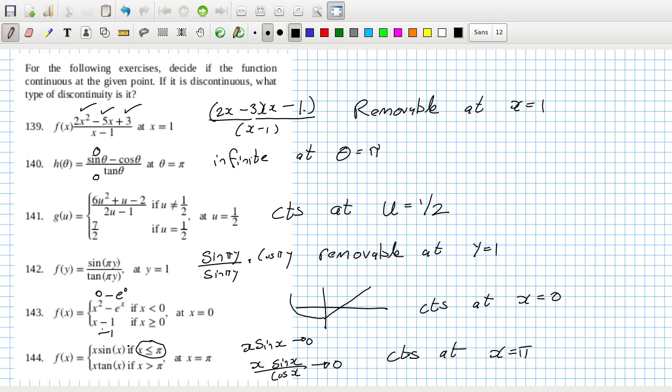Tan pi is fine, isn't it? It's 0. And sine pi is 0. And yeah, what are they trying to do with this one? I'm not sure. Let's check if these are right.